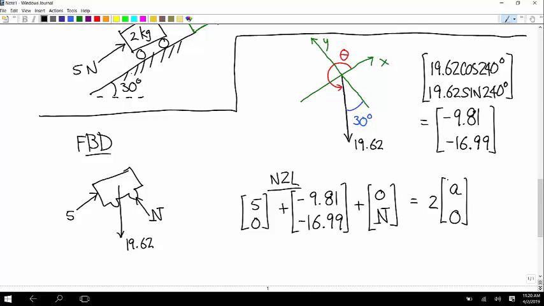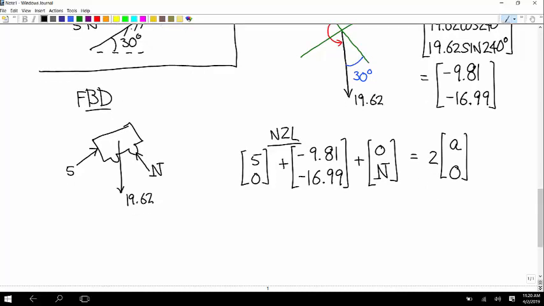Okay. Well, the y equation would be useful if we wanted to calculate the normal force. We're not asked for it in this case, but you can see negative 16.99 plus N is equal to 0. So N is equal to 16.99 newtons. I've been asked a couple times if the normal force is just always equal to the weight of the object. Often it is, but here's a case where it's not.